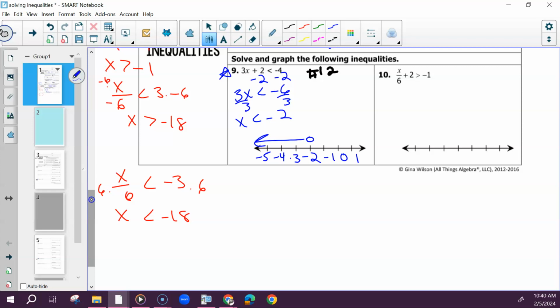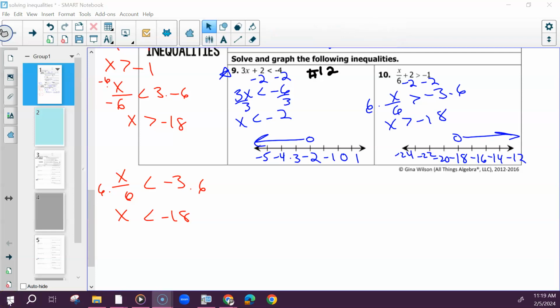Start number 10. How would we solve that? -2. So x over 6 is greater than -3. Multiplied by 6, does the sign change? No. Okay. Again, fill up your graph. Open or closed? To the right or to the left? When we come back, we will talk about, did we have any questions on these two?